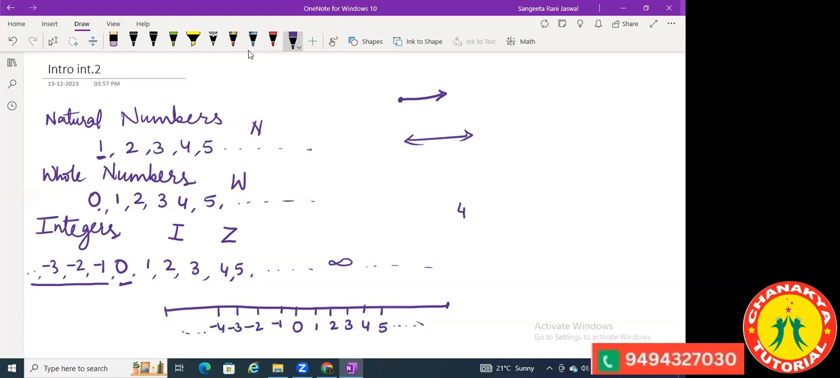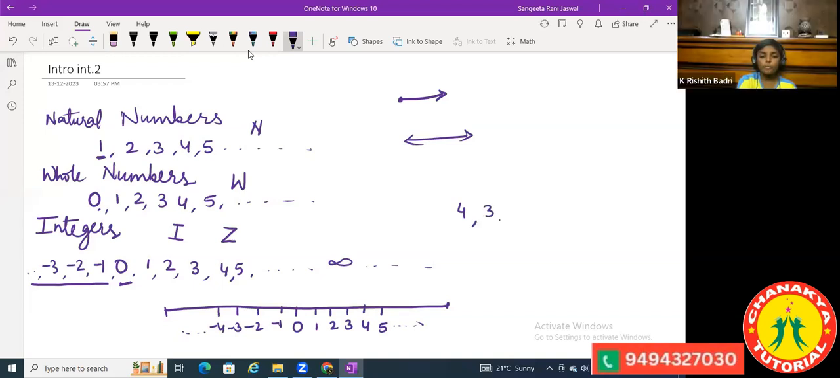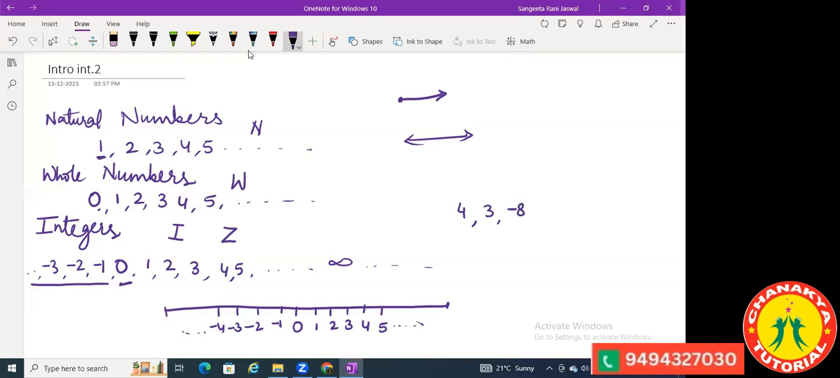Now, if I tell you to plot number 4 on the number line, how will you plot? Plot it in your notebook and show me. Plot these numbers in your notebook. 4. 0 plus 4. Draw a number line.